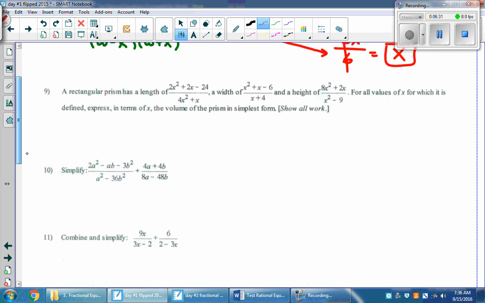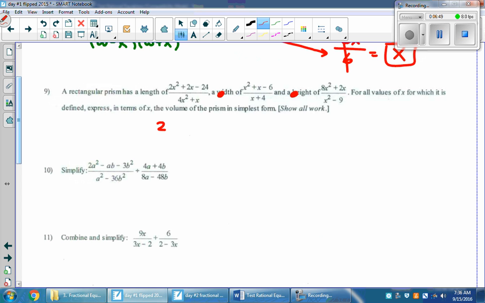All right, 9. 9 is the same type of question. We're trying to make it real world. Rectangular prism, length, width, height. They want you to find the volume. It's length times width times height. So it's really this question, minus all the words. Factor tops, factor bottoms, cancel what's the same.